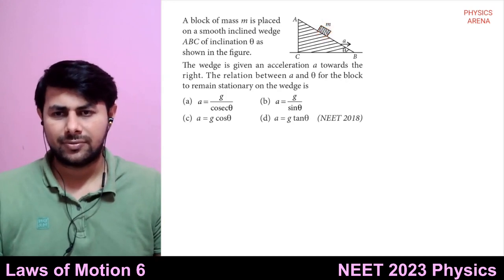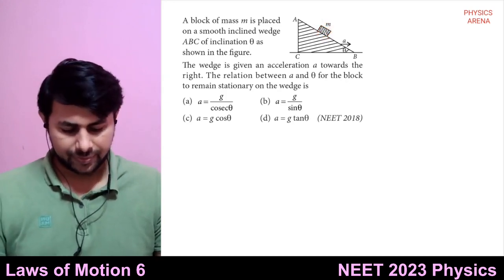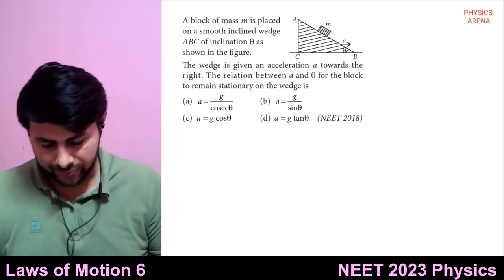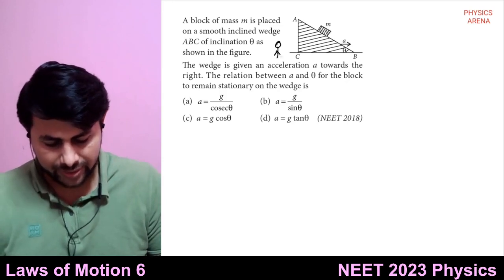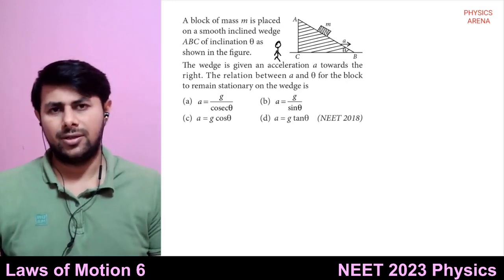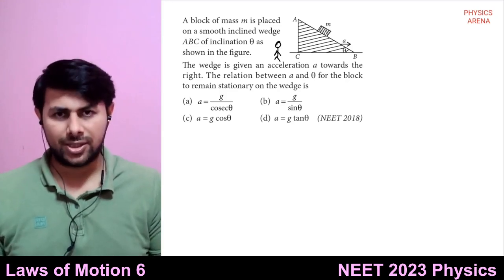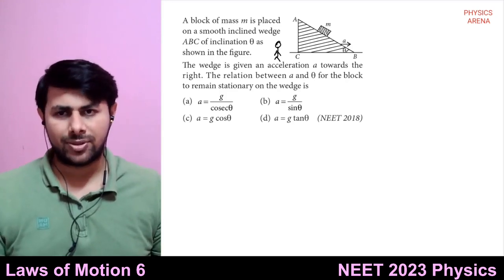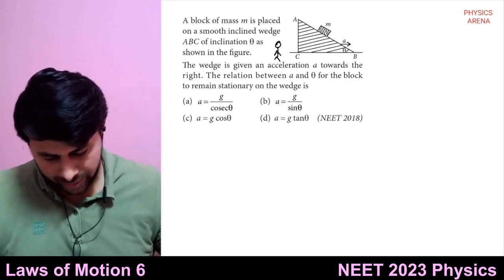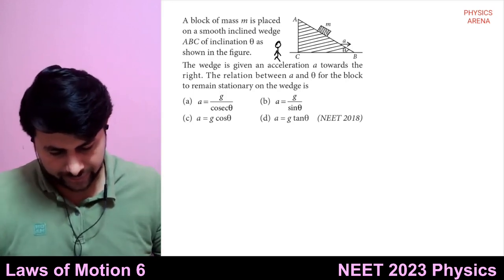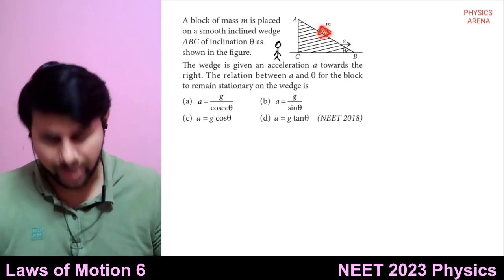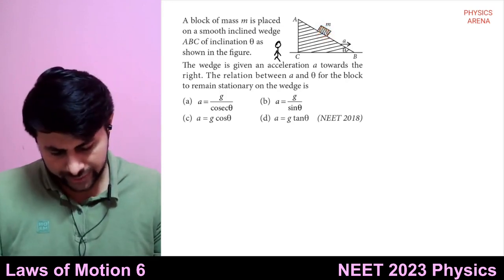We have to find the acceleration such that this block remains stationary. This is the question. Once again, we'll consider that our observer is looking from outside, so our observer is inertial. For this inertial observer, what are the forces acting on this block? You solved it?